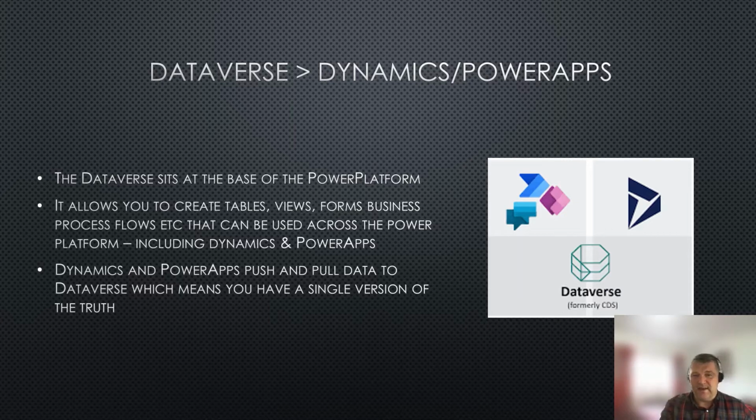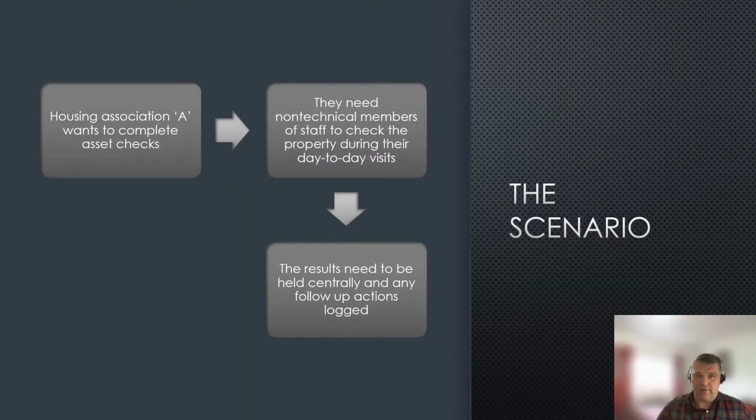Now, what we need next really is a scenario to understand how that actually works in the real world. So the scenario is we've got Housing Association A, they want to complete asset checks, so on the boiler or smoke alarms or something like that. They want non-technical staff to go out and do this, so you don't want to pay for surveyors or a big surveying company to go and do this for you.